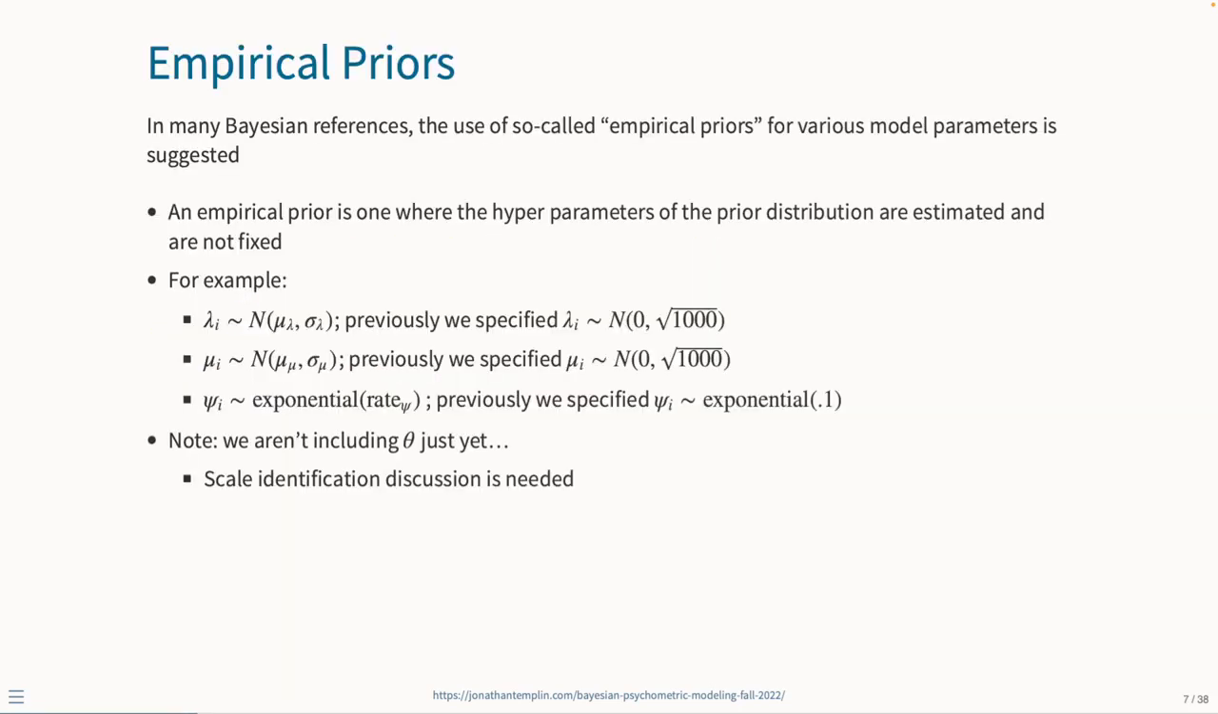So empirical priors are ones where we try to estimate one or more of the parameters of the prior distribution. So for instance, our factor loadings up to this point, because Stan defines it with standard deviations, I used a normal distribution with a mean of 0 and variance of 1,000, right? It's what I called an uninformative prior, because of the big variance. Same thing with the item intercepts. Previously, we used mean of 0, variance of 1,000. But there's nothing stopping us from actually estimating the mean and variance of these parameters.